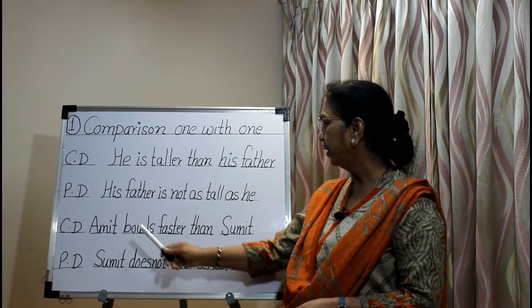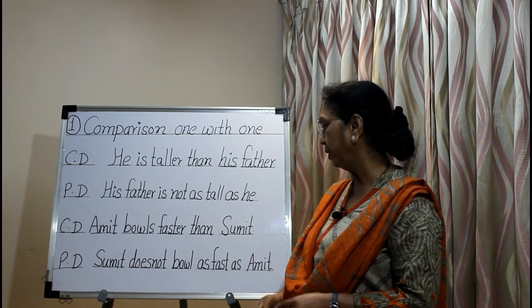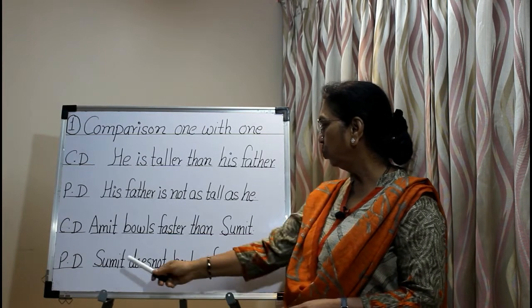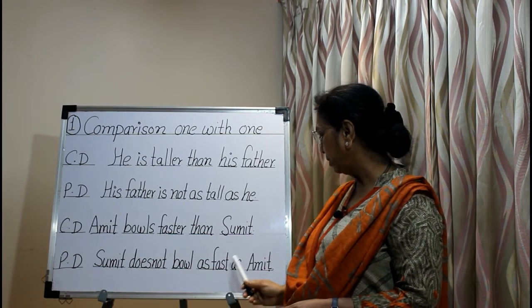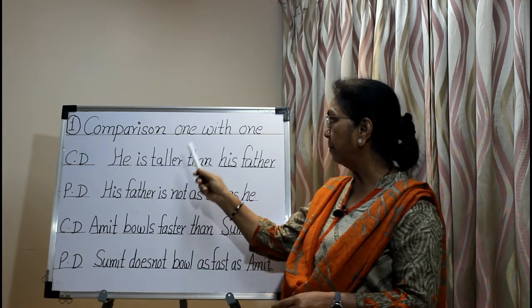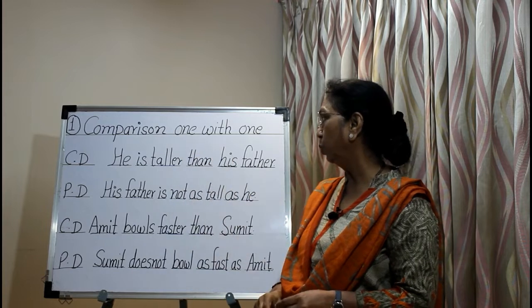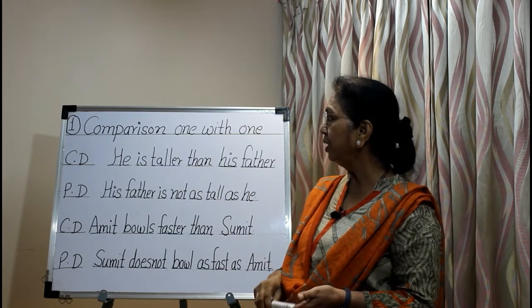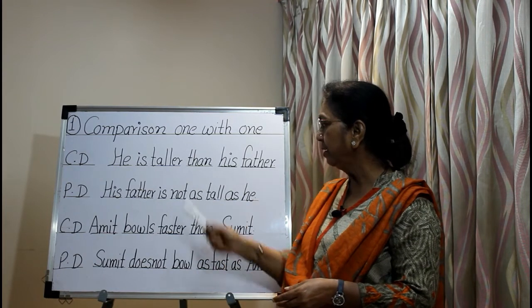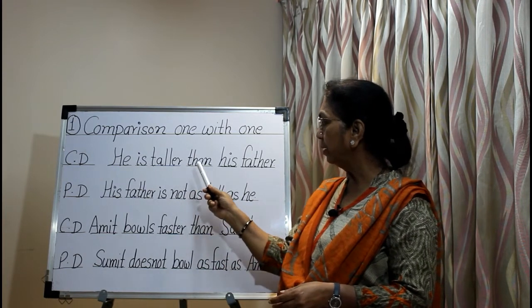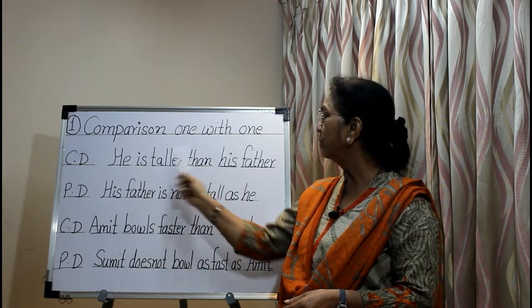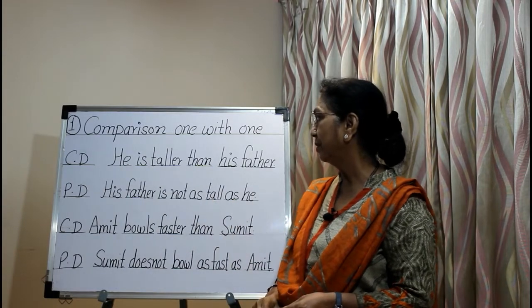Second sentence, Amit bowls faster than Sumit. So what we can say about Sumit's bowling? Sumit does not bowl as fast as Amit. In a comparison one with one, we can change a positive degree into comparative or a comparative degree into positive. And here it is a comparison of unequal quality of these two persons or two subjects.